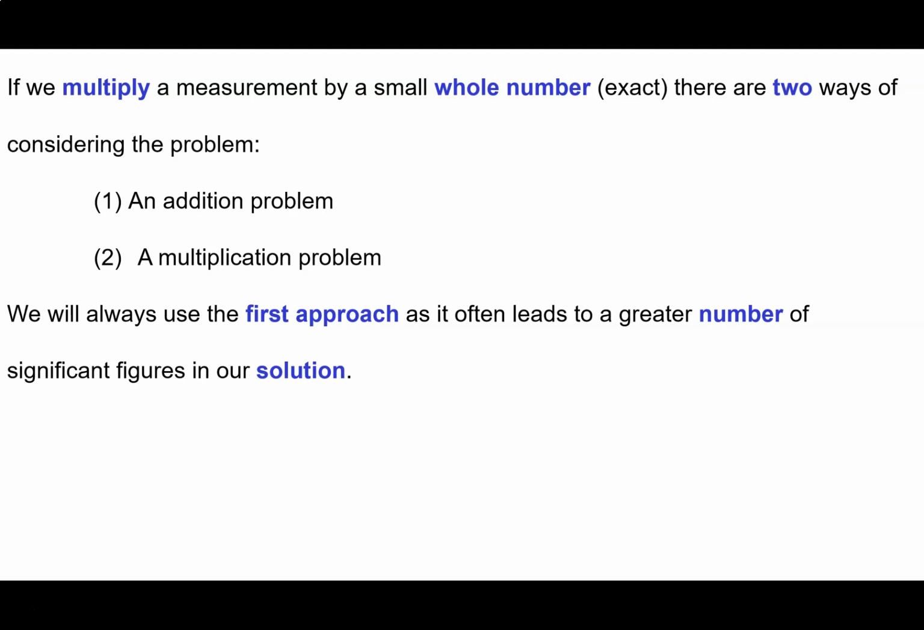All right, now it gets even weirder. If you multiply a measurement by a small whole number, which would be exact, there are 2 ways of doing it. So for example, if I have a person that is 6.0 feet tall, yeah, and if I had 3 of those people, if I could clone them, there's 2 ways that I could do this. I could do 6.0 feet times 3. That would give me a total height of 18 feet, wouldn't it? All right.